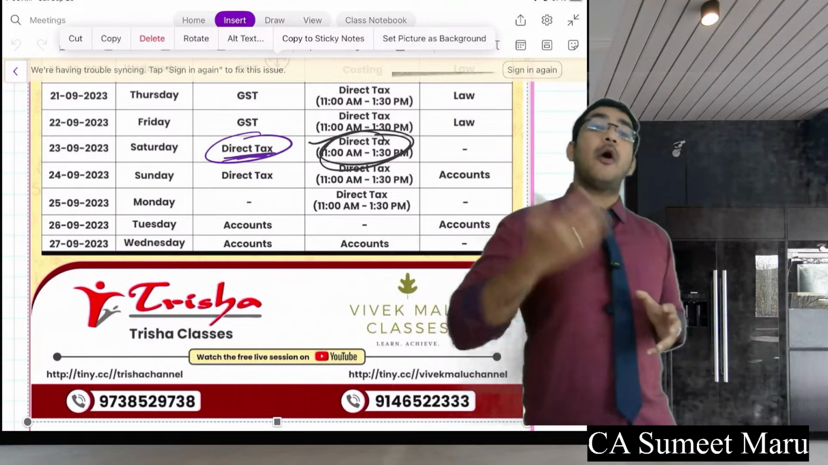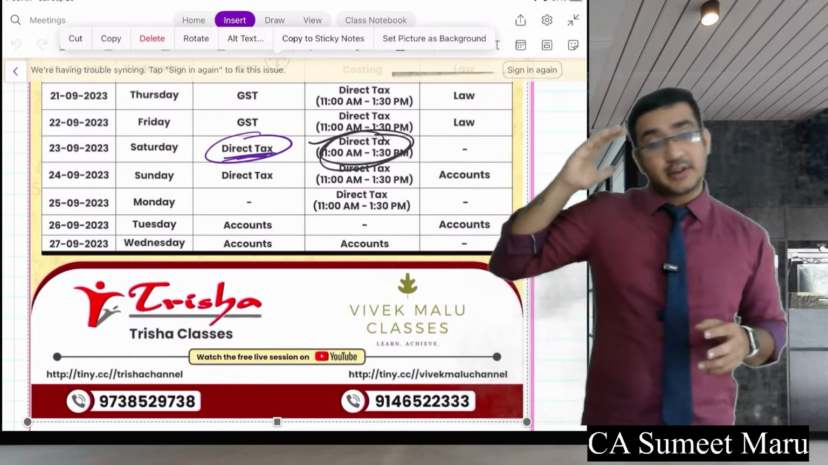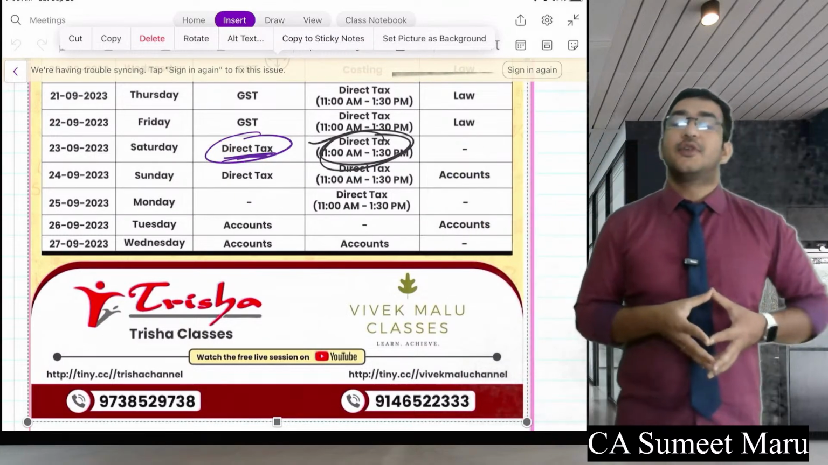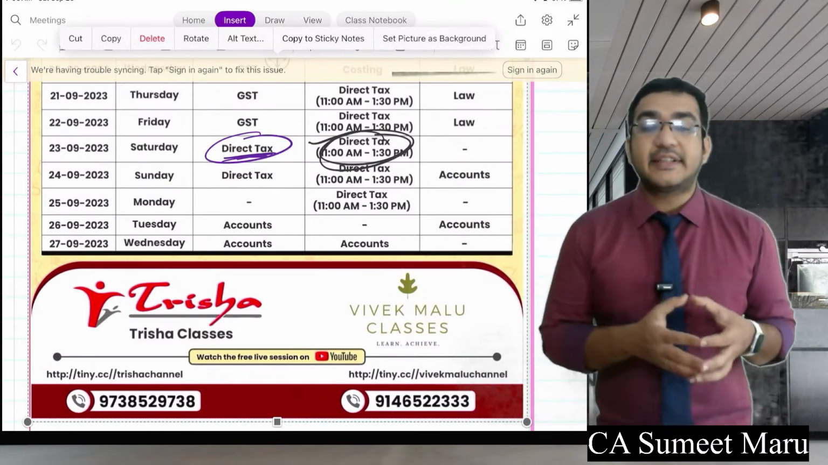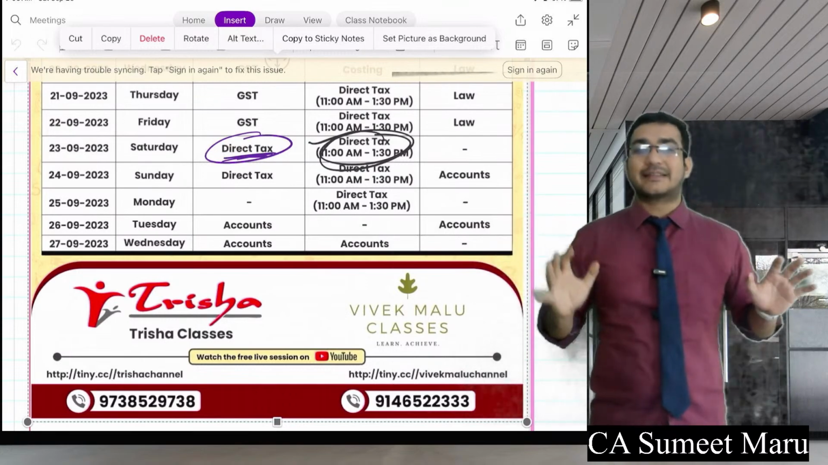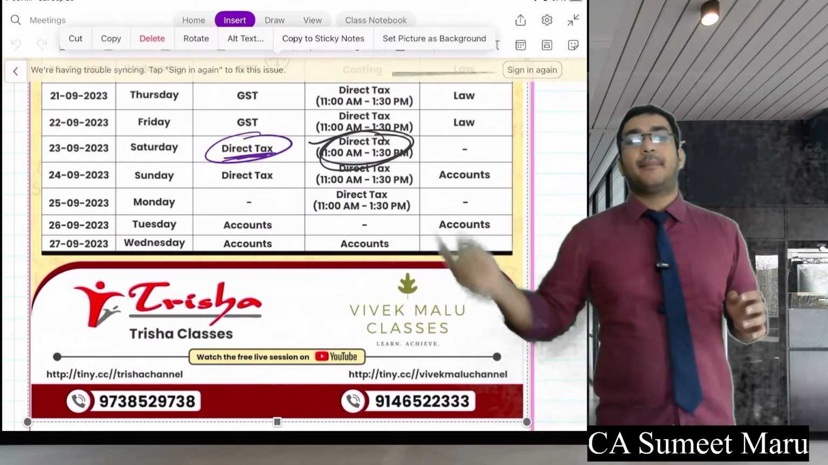Someone who is 80 and above, so for them again the rate is what? 0 to 5 lakh, absolutely 0%. 5 to 10, 20%, and 10 and above 30%.